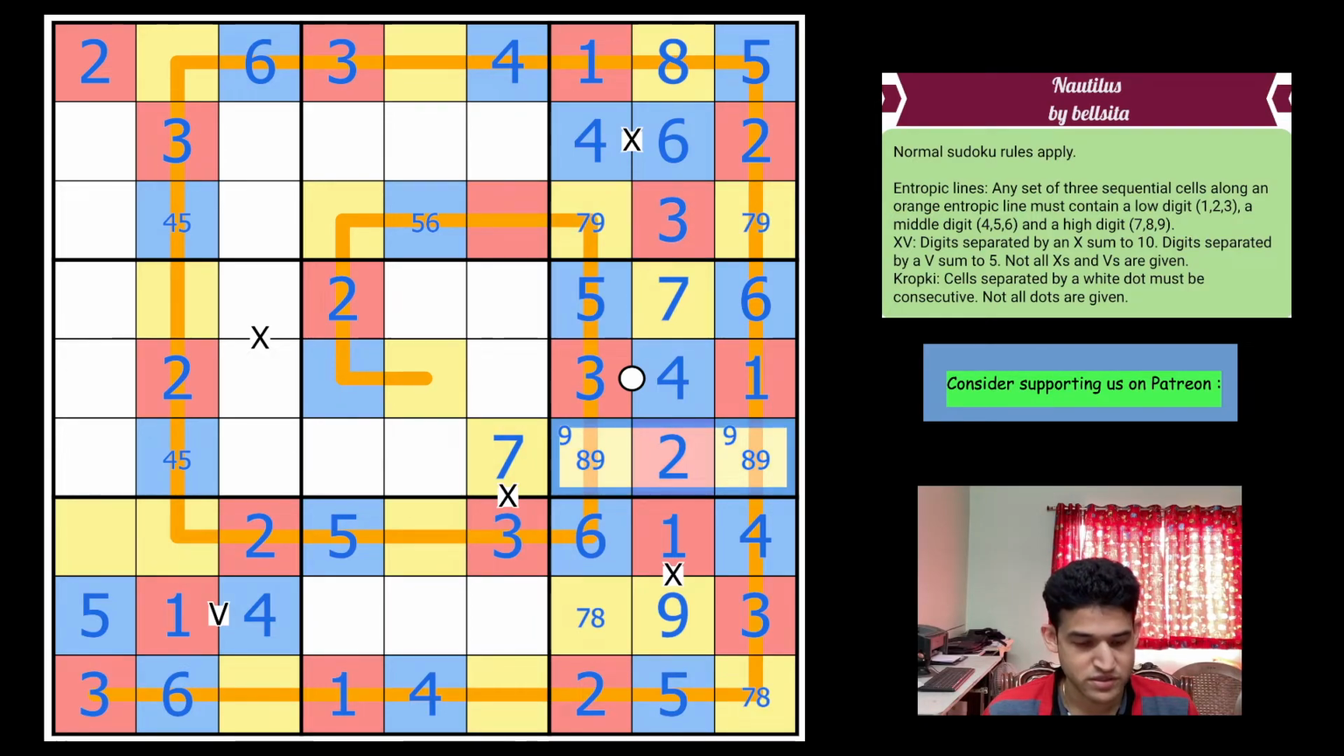Let me remove this corner. Okay, these must be a 7, 9. That's an 8, 9. You can't have a 7 there, so that's 8, 9.